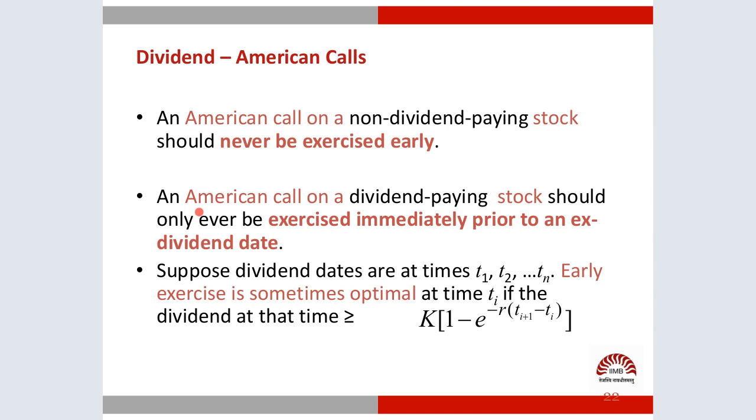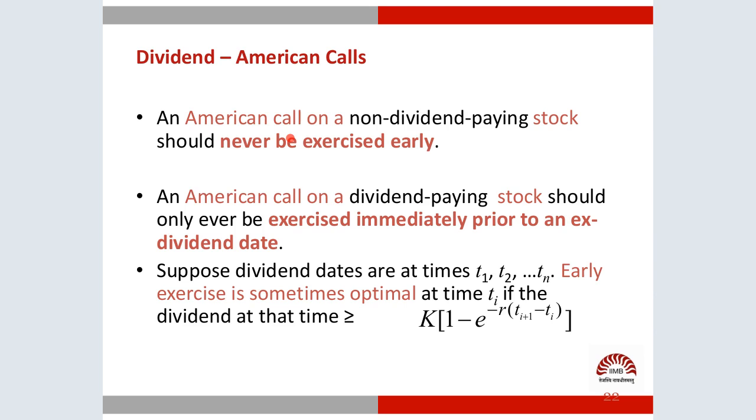Now, an American call on a dividend paying stock should only ever be exercised immediately before the ex-dividend date. The ex-dividend date is the date on which the dividend is paid. So just before the dividend is paid, you should exercise an American call on a dividend paying stock. Now, let's say there are multiple dividends, paid at T1, T2, T3, Tn respectively.